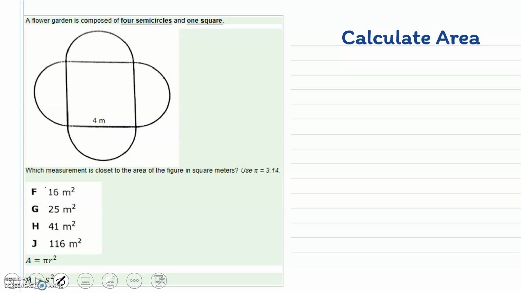Now here it has 4 semicircles. It is not shaded, so it's unshaded, so we know we're going to add at the end. But remember, you have 4. So your final answer is H.